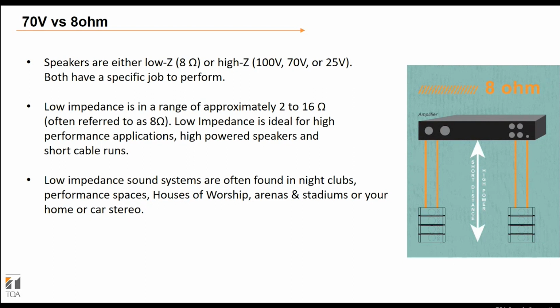And like I said, those transformers are what's allowing us to simplify the math a little bit, to be able to run on a constant voltage. But technically speaking, all speakers are low impedance. That being said, we tend to differentiate between low impedance speakers versus high impedance speakers when the high impedance ones have those transformers. So that's really what we're talking about, is whether or not that transformer actually exists in the speaker or not. Now, low impedance, as mentioned, is generally in the range of 2 to 16 ohms, often referred to as 8 ohms, 8 ohms being the most common version of a low impedance speaker.